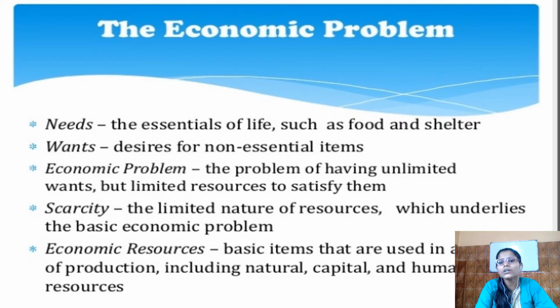And your needs are related to your necessary goods. What is wants? Wants is a desire of a human being and such wants are related to non-essential items such as to buy a mobile phone, to buy an expensive car, to buy jewelry, etc. are the category of wants of human beings. Next is economic problem. The problem of having unlimited wants but limited resources to satisfy them, and this concept we will discuss in our next slides.